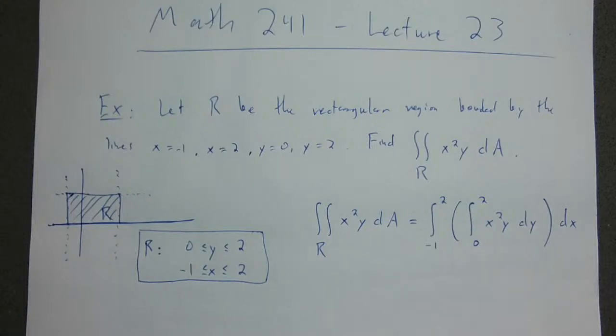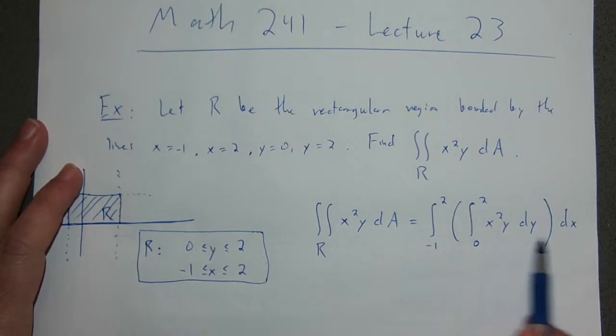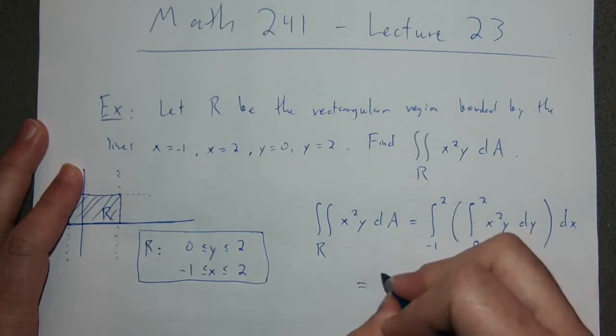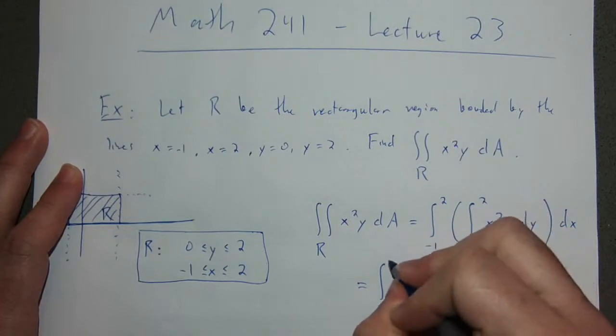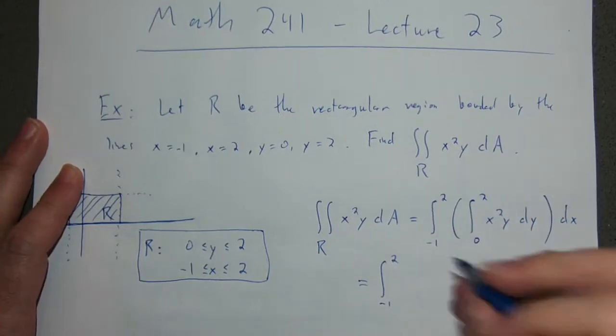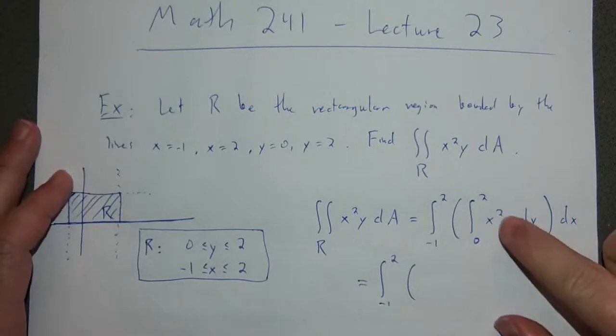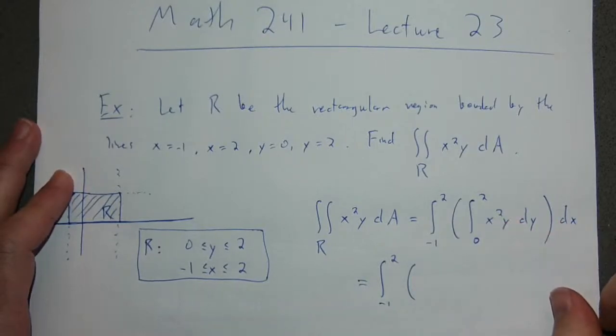So what this means is that I do this integration with respect to y first, right? I treat x as a constant. And so what is the integral of the expression x squared y with respect to y? This outer integral I haven't done yet. I'm doing this inner integral right now.